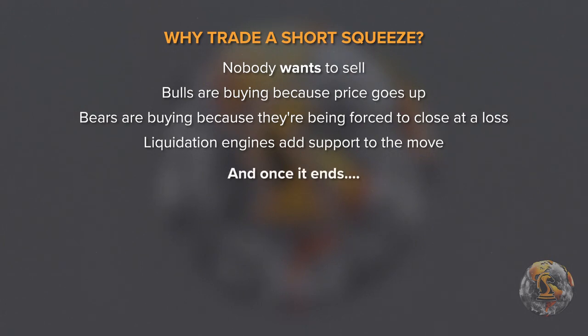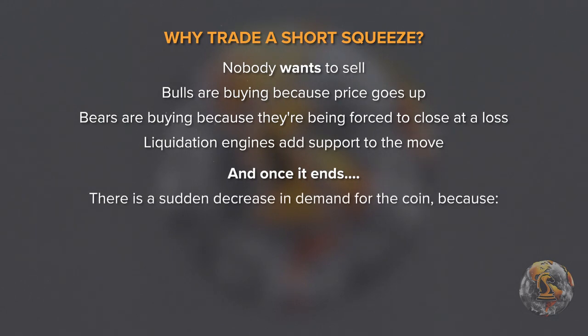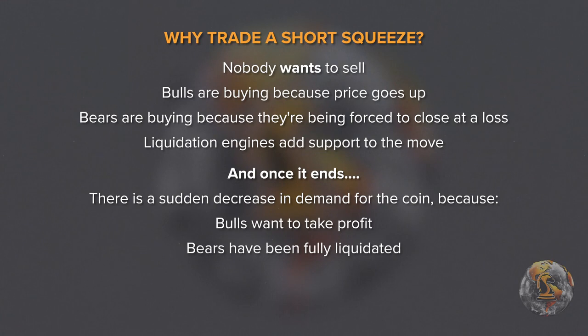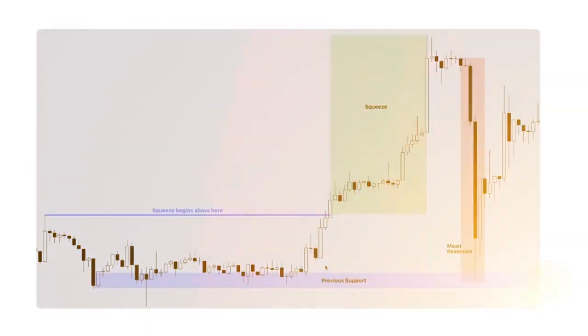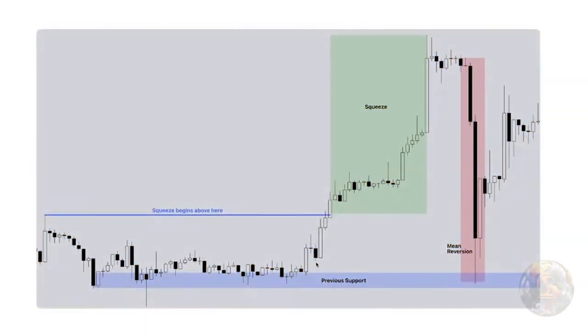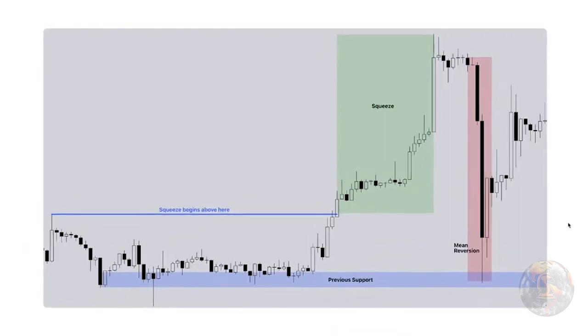And so once a short squeeze ends, what happens then? We get the reverse. There's a sudden decrease in demand for the coin because bulls want to take profit, bears have been fully liquidated, and the liquidation engines have no more work to do. And this equals mean reversion. Okay, so if you ever wonder why we do the common stairs up, elevator down pattern like this, where you go up and up and up, and then all of a sudden down in one go, this is exactly why it happened.